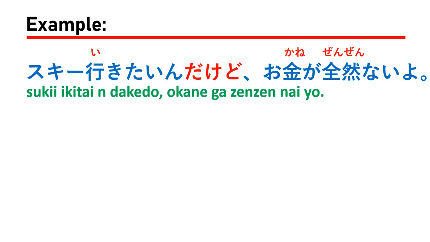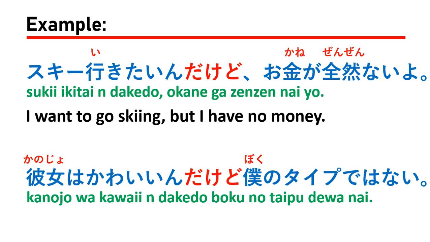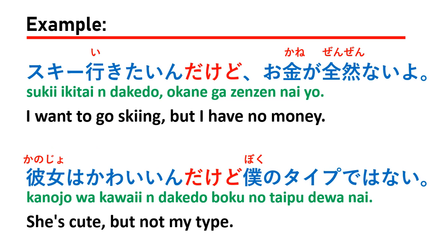The first example, スキー行きたいんだけどお金が全然ないよ。I want to go skiing, but I have no money. 彼女は可愛いんだけど僕のタイプではない。She's cute, but not my type.